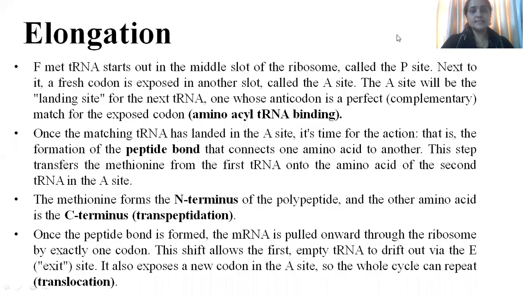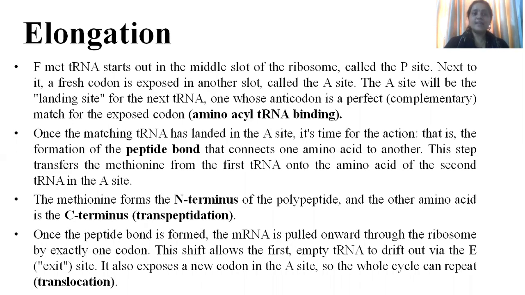Okay, so once the initiation complex forms, now comes the most important step, the second step of the translation process, and that is elongation. Elongation is divided into 3 phases. The first phase is known as aminoacyl tRNA binding. The second phase is known as transpeptidation, and the third phase is known as translocation. So let's move on to how these phases work.